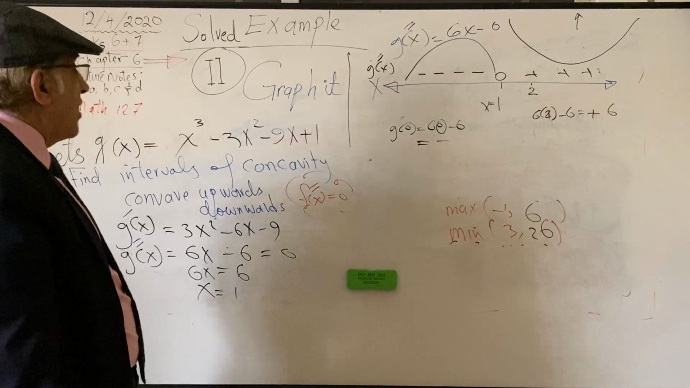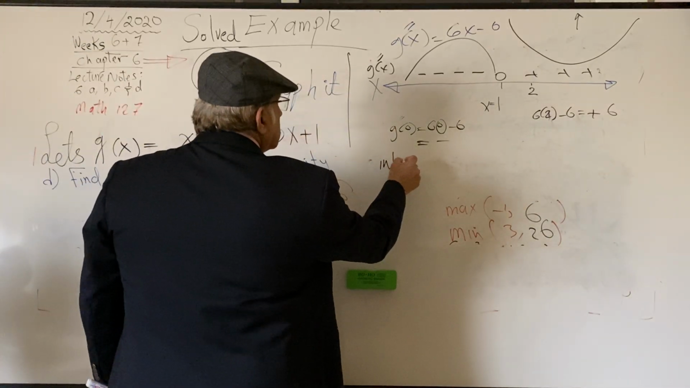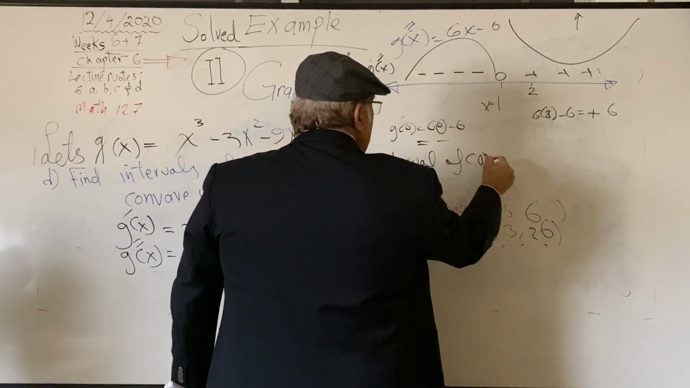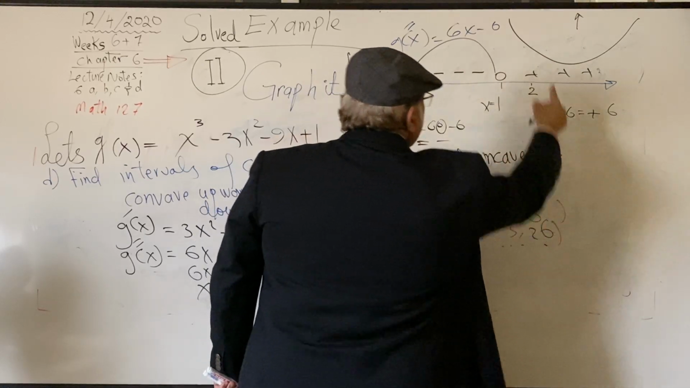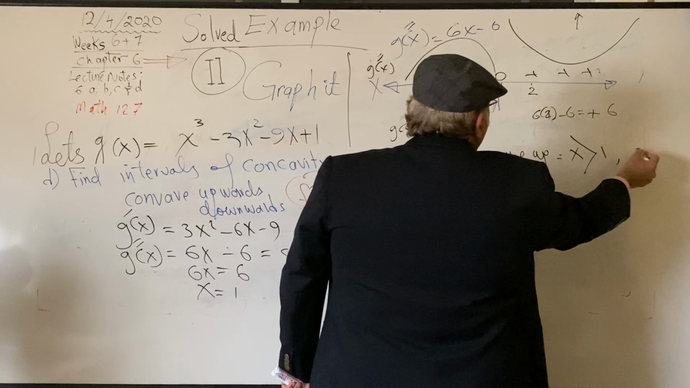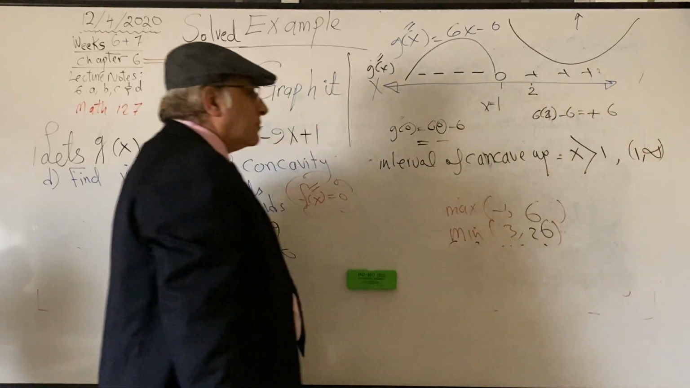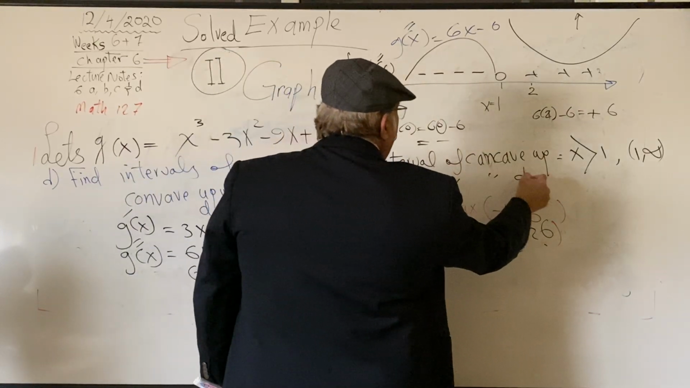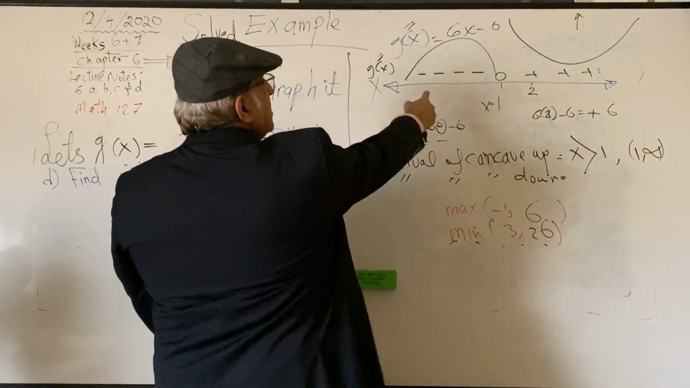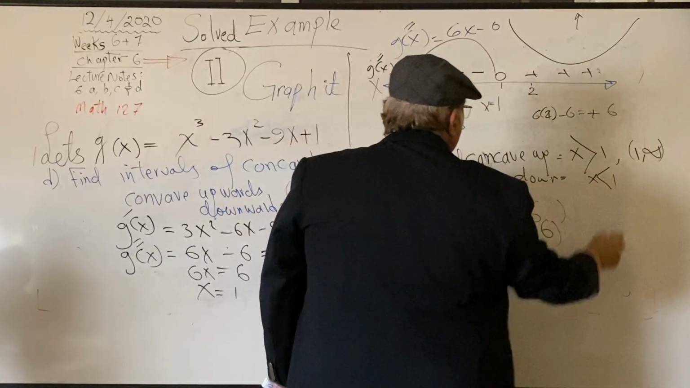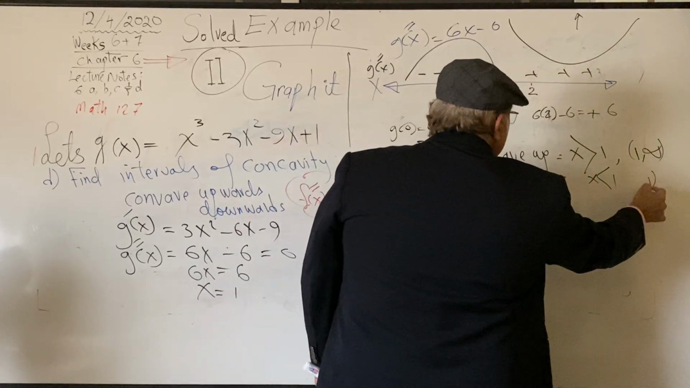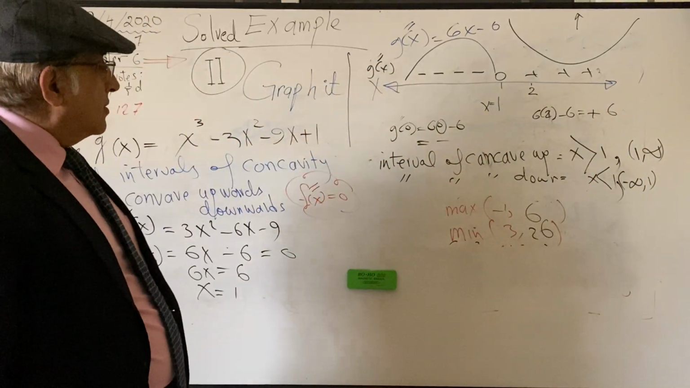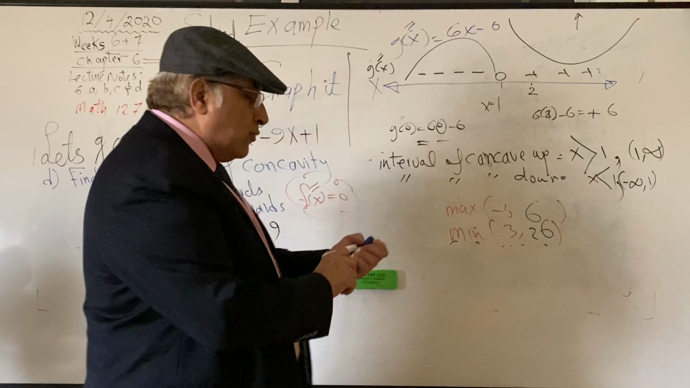So the answer to part D, what are the intervals of concave up? You can see it there. All the values x larger than 1, or you can say 1 to infinity. What are the interval or intervals of concave down? You can see it here, x less than 1. You can write it if you wish, like this. Some people say, why am I leaving this one here? I need it for a minute when I graph.